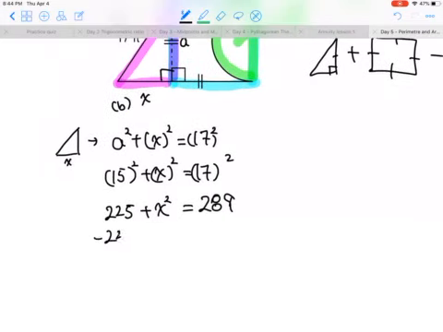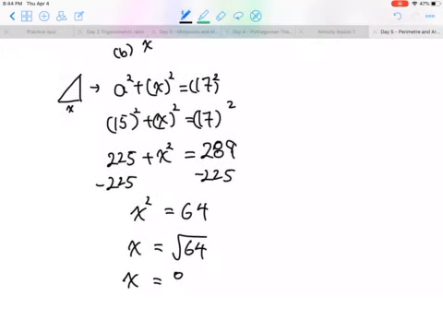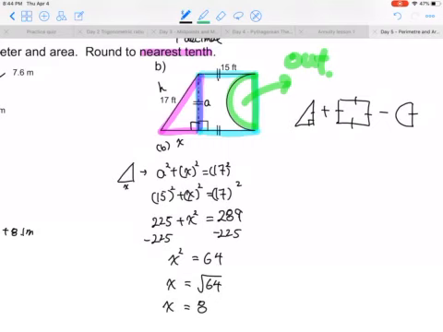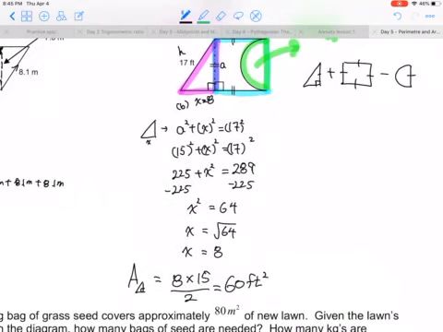So we subtract 225 on both sides so that you will have only x squared. And that gives me 64. And then take the square root of x squared and 64 to get rid of the square. So that means x is 8. So we found this being 8. Then the area of that triangle is going to be 8 times the height 15 divided by 2, and I believe that is 60. So 60 feet squared. So we found the triangle.